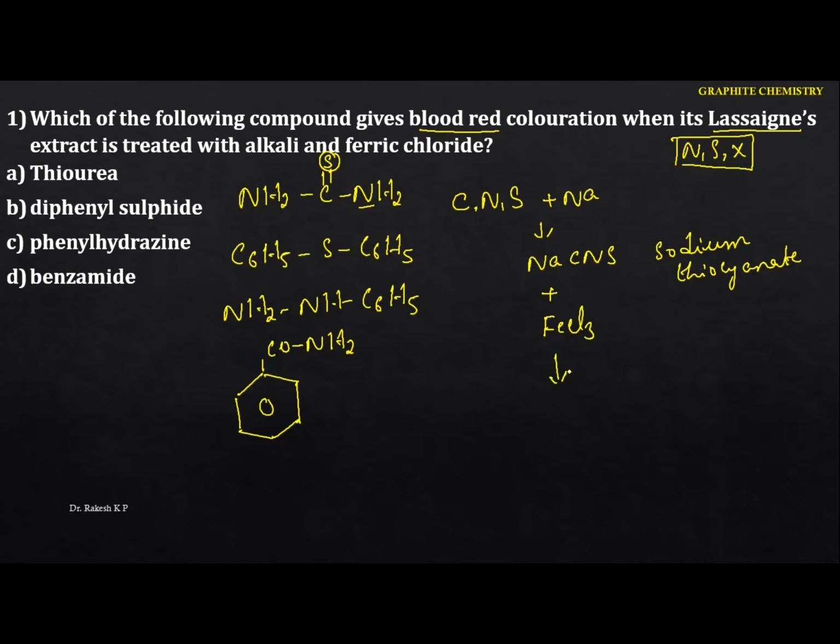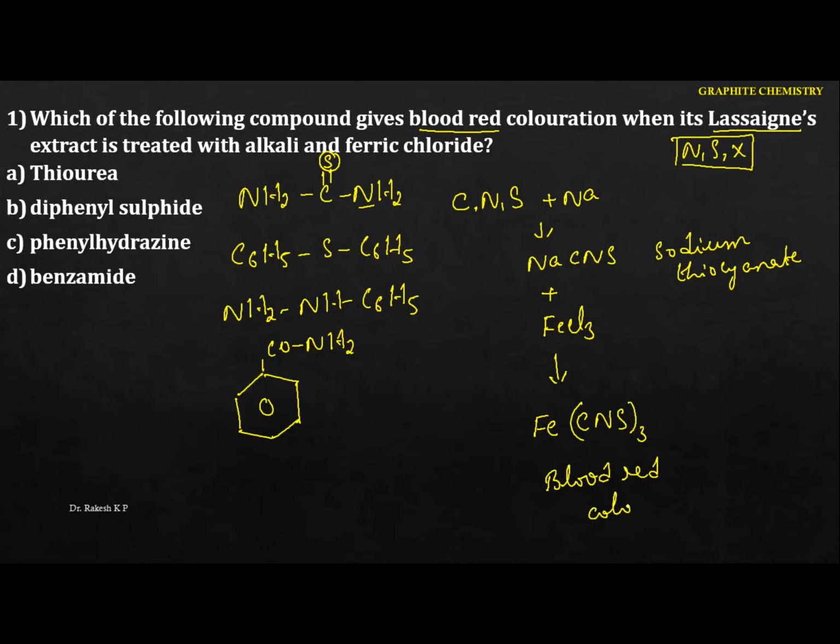The compound you are going to get here is ferric thiocyanate, that is Fe(CNS)3. This is ferric thiocyanate, and it gives the blood red color.